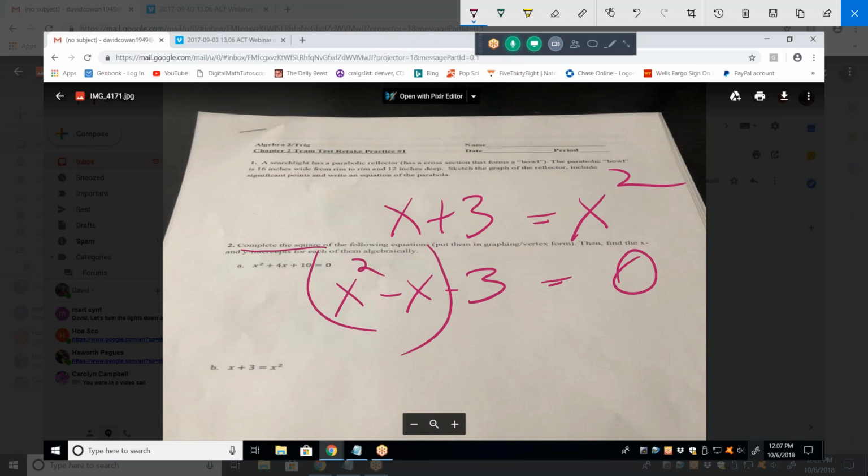Now I want to complete the square inside the parentheses. So I'm going to have something like this. I'm going to leave room to complete the square. I still got my minus 3. Now, how do I complete the square again? Don't you take half of the coefficient? What's the coefficient of the middle term? -1. Okay, take half of that.